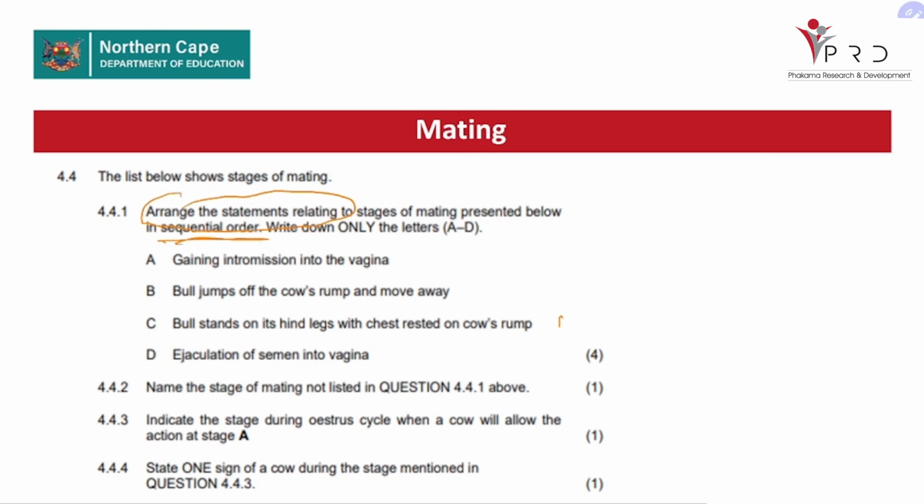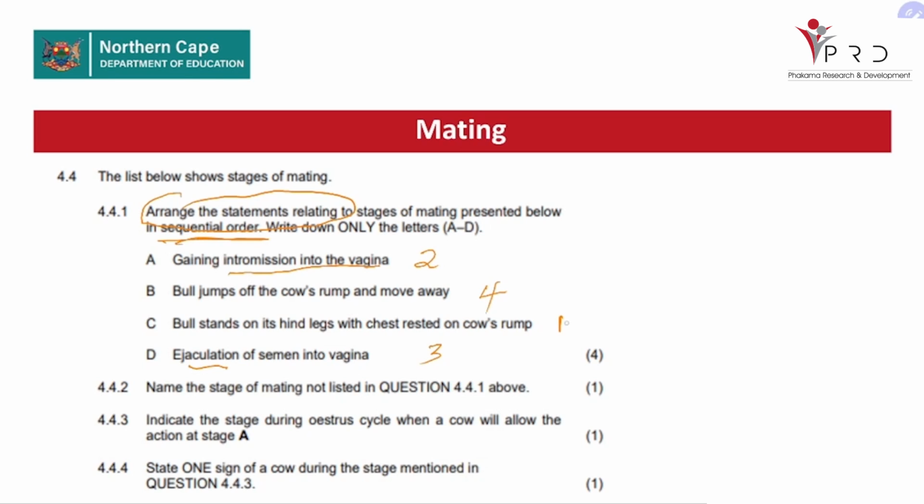It will be letter C. The bull needs to stand on its hind legs with chest rested on the cow's rump, which means it mounts over the cow. Number 2, once it has mounted, it will gain intromission into the vagina, which makes A number 2. After it has inserted into the vagina, it is expected to ejaculate the semen into the vagina. And the fourth one, the bull jumps off the cow's rump and moves away.